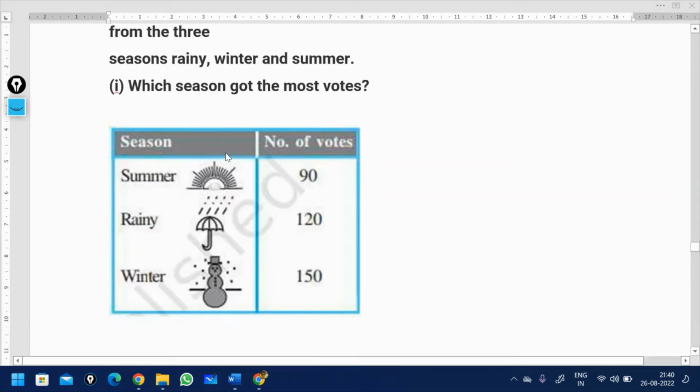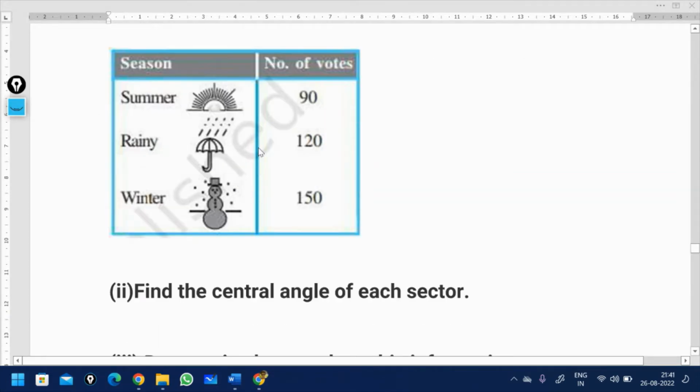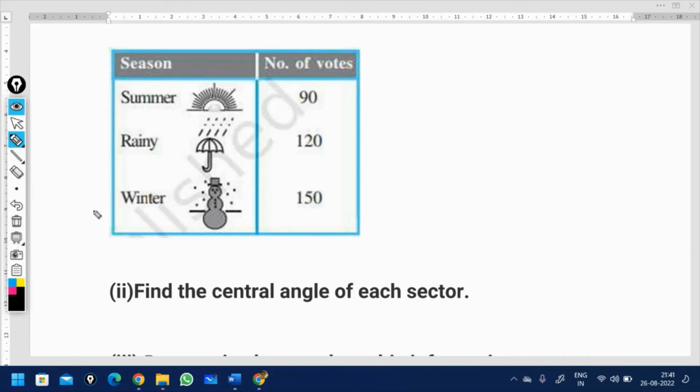Now, the second part of this question is that we have to find the central angle of each sector here. What do we mean by central angle? Let me explain that if you have a circle and you have to represent the information given to you into different sectors, you cannot just mark the sectors just like that and then start giving the information. It has to be precise, it has to be according to the data which is given to you.